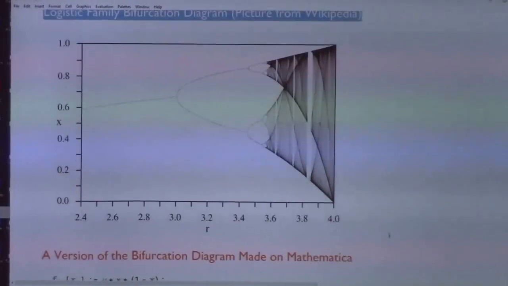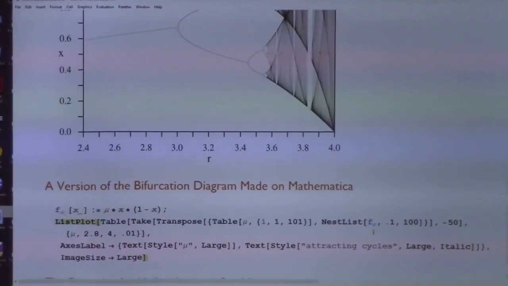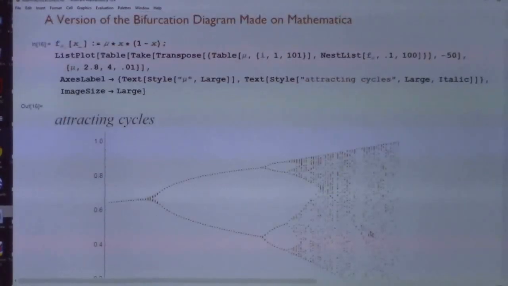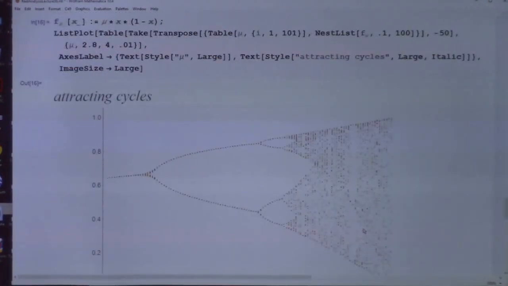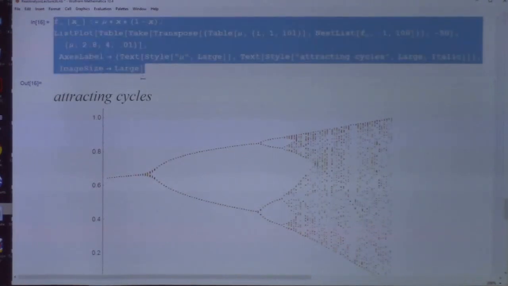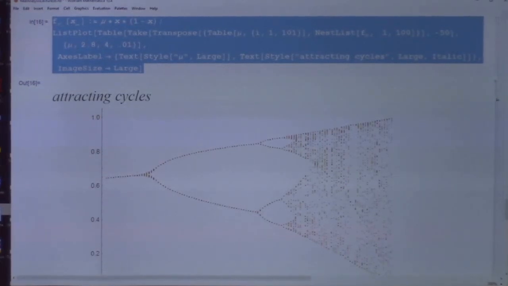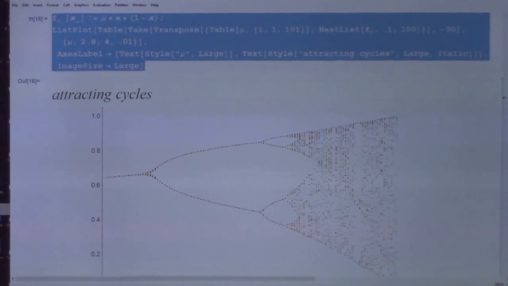You can actually make a similar diagram in Mathematica. I took the time to do that. Just a little bit of code makes basically the same picture. Just this much code. That's kind of cool. Right there. I will save this on Moodle, by the way, for you if you want to experiment with it yourself.